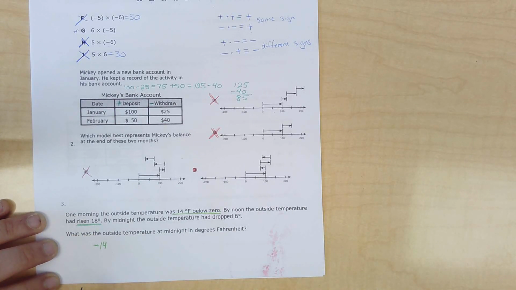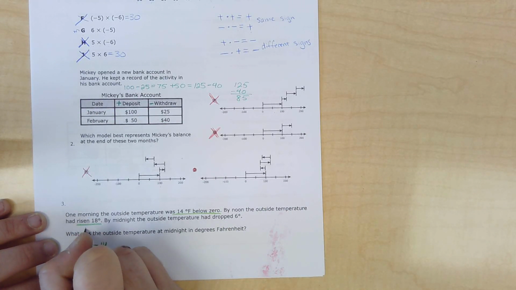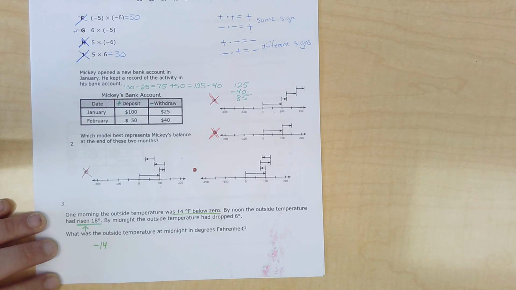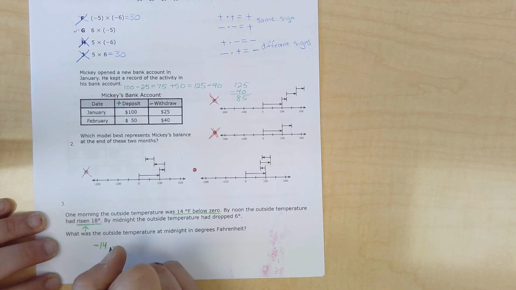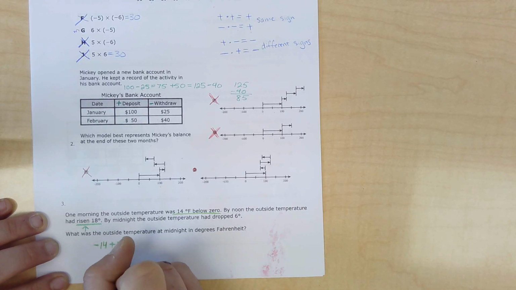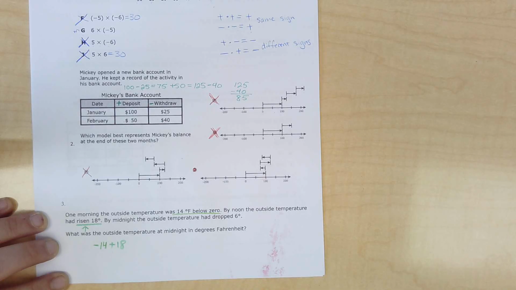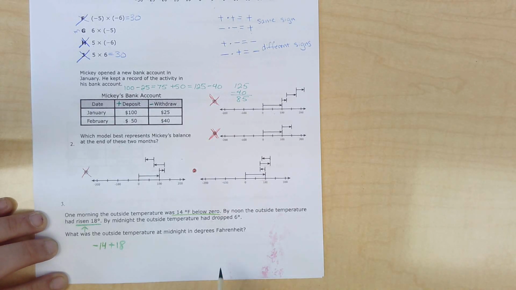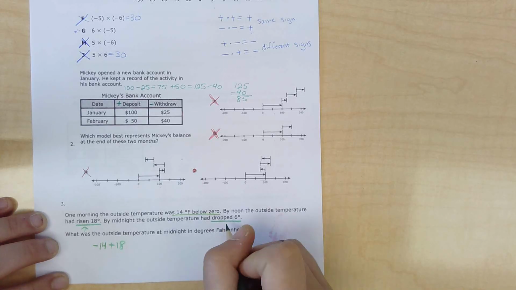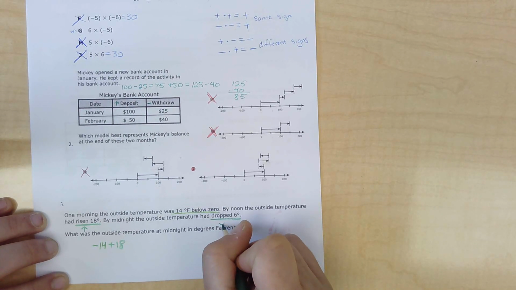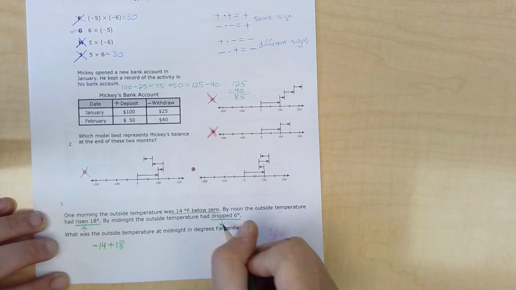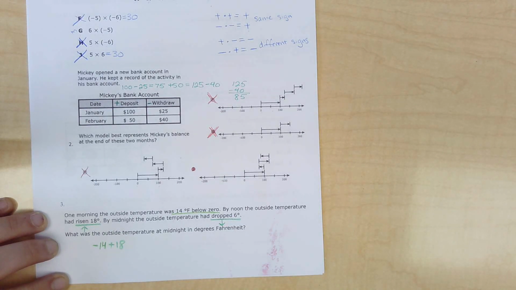By noon, the outside temperature had risen. If you don't know what risen means, it's past tense for rising, to rise. So it went up. If it went up, then we are adding. It went up by 18 degrees. And then by midnight, the outside temperature had dropped 16 degrees. When you drop something, because of gravity, it always goes down. If we're representing something going down as a number, it's going to be represented as subtraction.